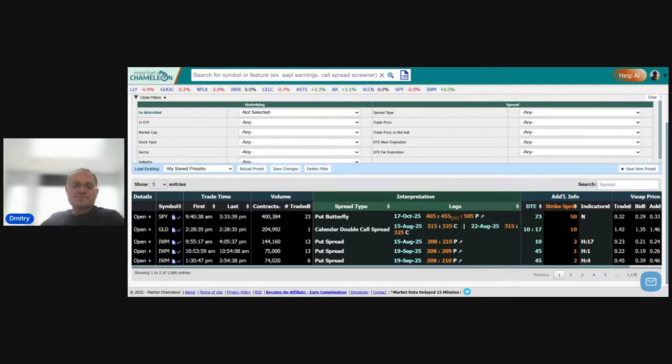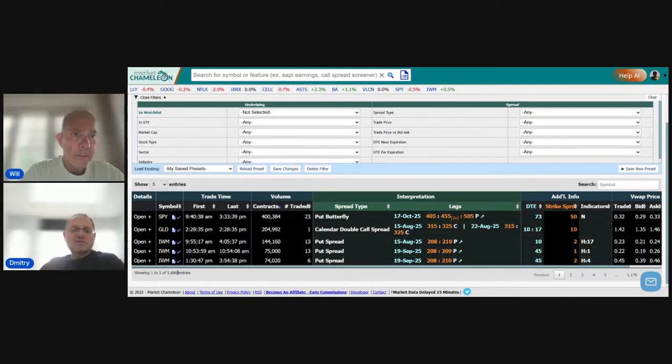Once we have this, you could see that yesterday we had over 5,880 different spreads that we detected that traded in the market. And spreads could be different types. You could see put butterfly, calendar, double call spread, put spread. So let's say in our example for today, we are trying to look for calendar spreads. Maybe we are particularly interested in a strategy type.